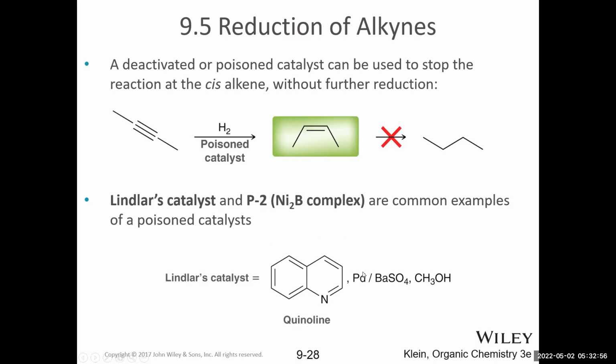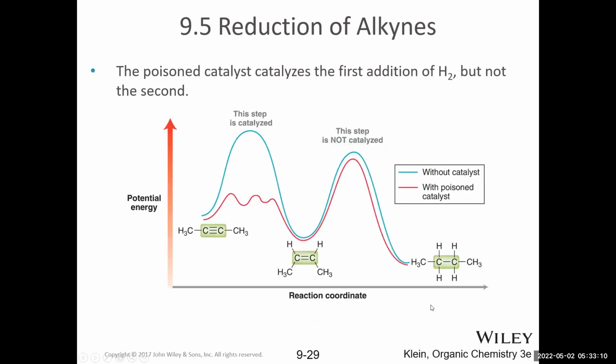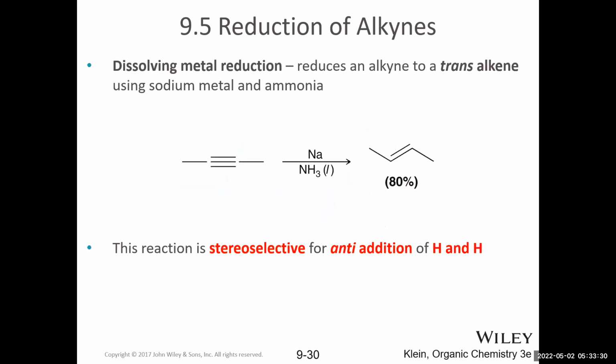Lindlar's catalyst contains palladium as its base metal, but it's poisoned with quinoline, which coordinates to the palladium, and barium sulfate as well. And methanol is just the solvent that this is prepared in. So what's happening here is the poisoned catalyst will catalyze the first addition of hydrogen gas across the first pi bond, but not the second step. And so we're able to stop at the cis alkene, which could be really synthetically advantageous if you want to form a cis alkene.